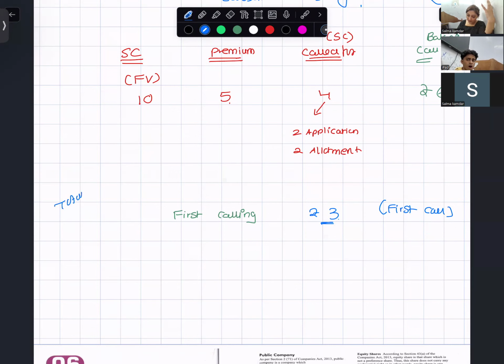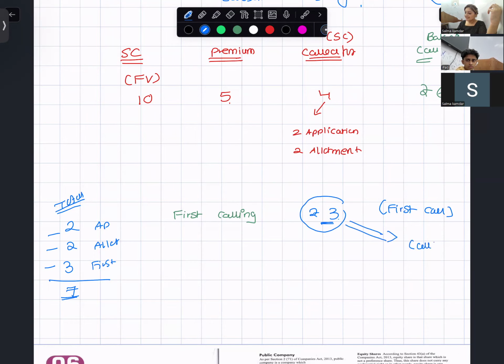Total up till now, I have called for how much? 2 on application, 2 on allotment, and 3 on first call. So total I have called for 7 rupees. Okay. Now if people have not paid me, that means I have 3 rupees of unpaid amount, which is called calls in arrears. So in this case, when people don't pay me, this will come under the heading subscribed but not fully paid. What will it come in? Subscribed but not fully paid.